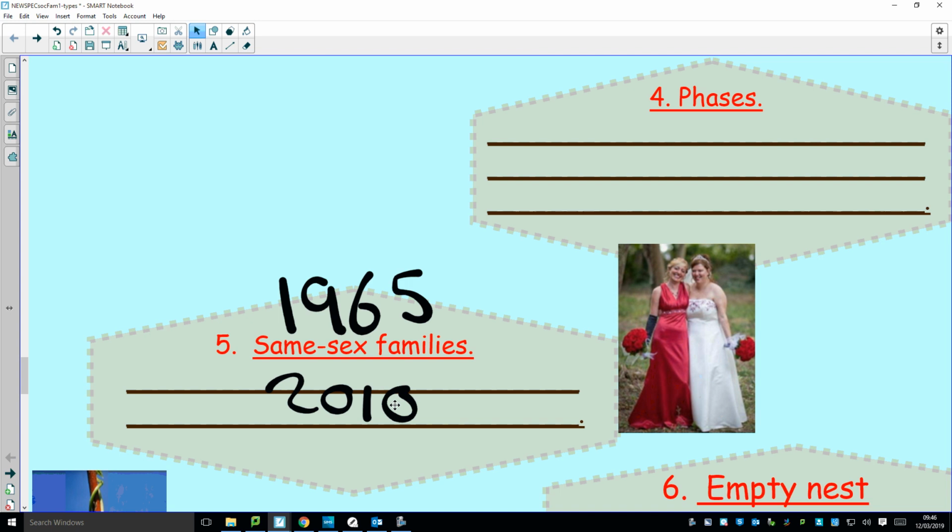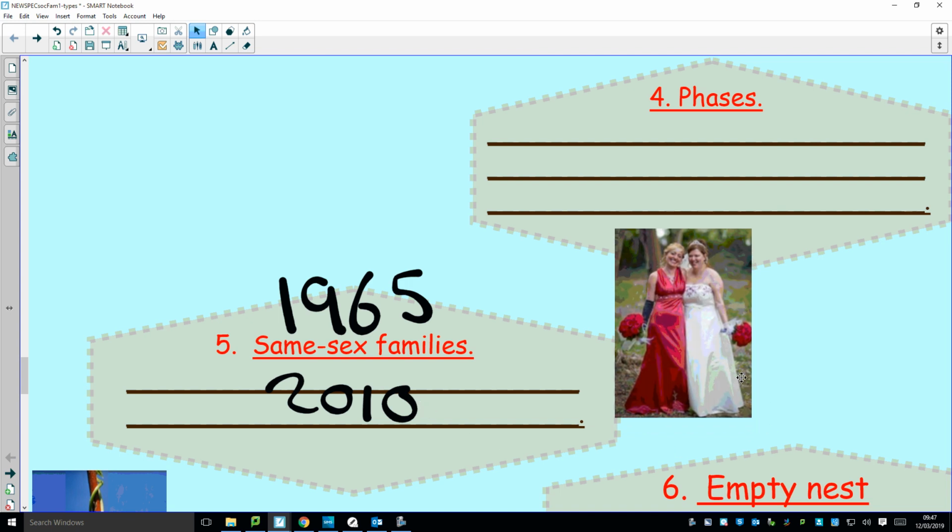Same-sex families, very new. Homosexuality was only legalised at all in 1965. It was only in 2010 that gay marriage and adoption was sort of allowed. So it's new. Two gay men with kids they've adopted is rare. Two gay women with kids of their own from a previous heterosexual relationship, that's much more common. Not common, but more common.